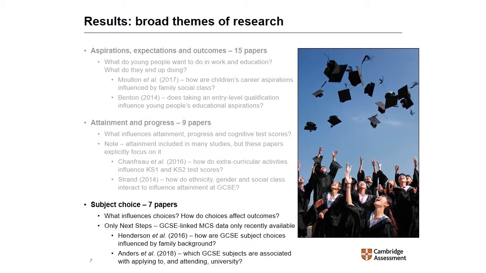The next one was subject choice, and this is looking at the subjects people study. So what influences their choices and how do their choices affect educational outcomes? And just as a point here, all of the papers categorized into this category were using Next Steps data. And that's because Millennium Cohort study data linked to GCSE data has only very recently become available. I'm sure in the future this could also be used for similar questions, but in this category this was all Next Steps.